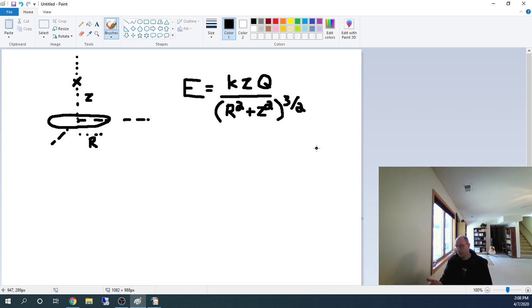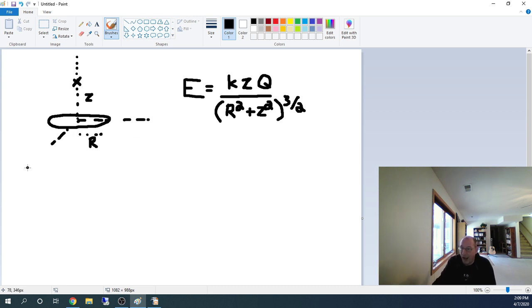So this one becomes not too bad actually. It's pretty easy to solve because all we have to do now is plug in the various values of z, for the radius and the charge that's on the ring. And remember what the electrostatic constant is. So it's just a matter of plugging those values in.